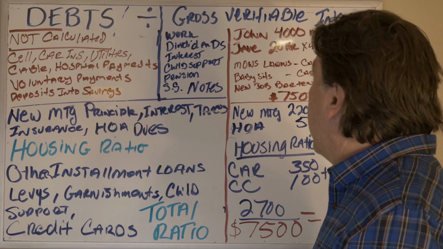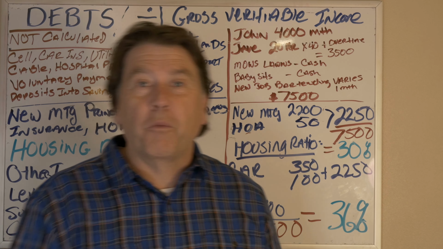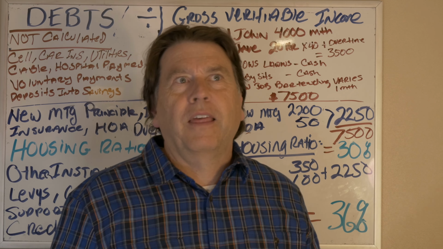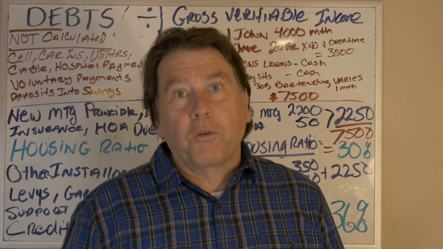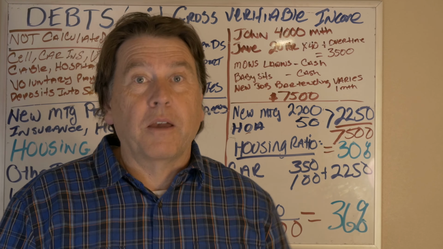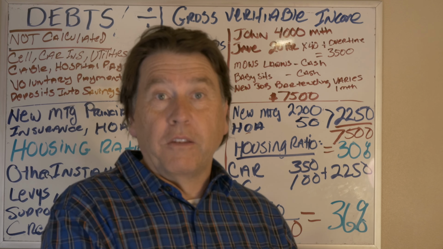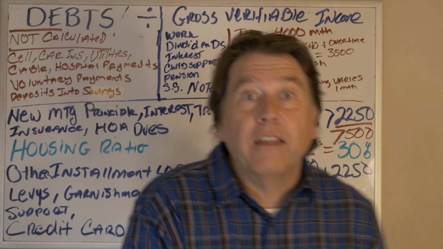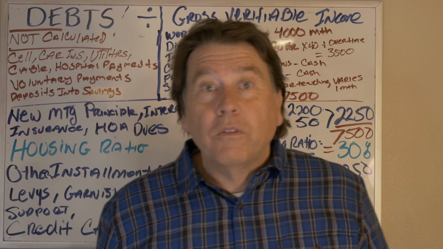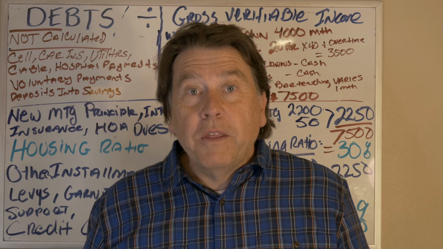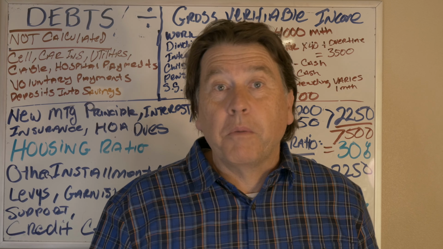Now let's look at your gross verifiable income. Now what's gross verifiable income? Well, the difference between gross income and gross verifiable income is you may have money coming from all sorts of different sources, but if we can't verify that you've been receiving that money, and that it's going to continue for 3 years, then we don't know if it's going to be there. And so therefore we can't use it in your income numbers.